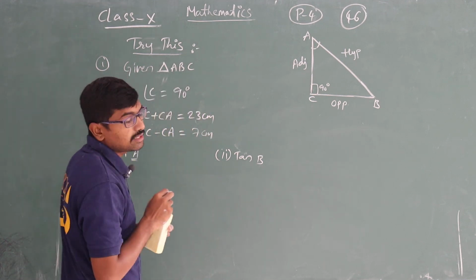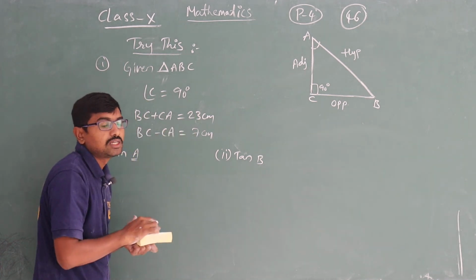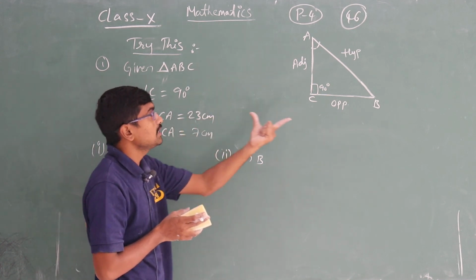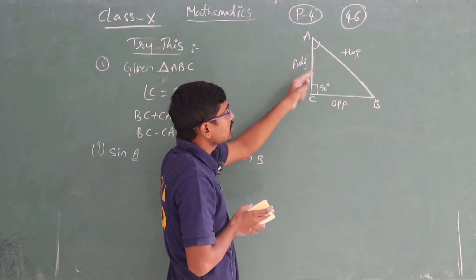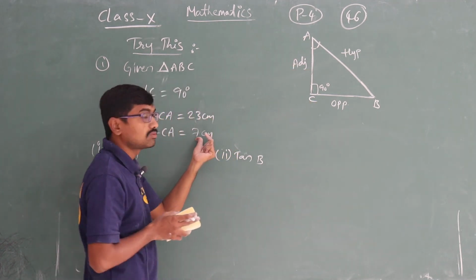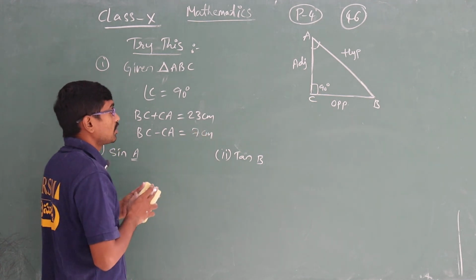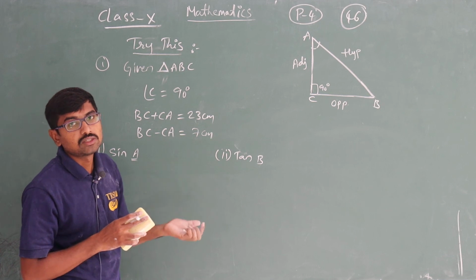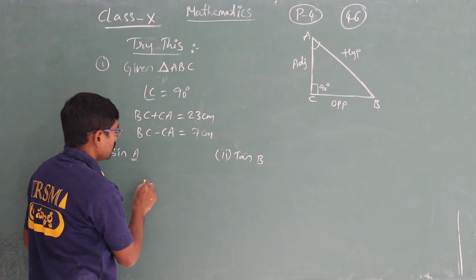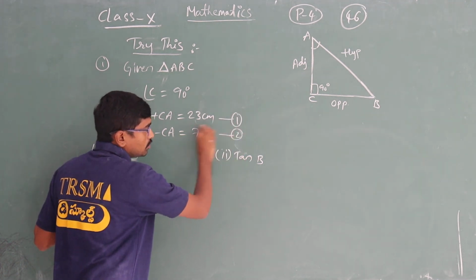Similarly, now what he had given, depending upon the situation, we have to take. We don't have the exact single side here. He says that when we add BC and CA, we get 23, and when we subtract these, we get 7. So for that, what we need to do? First we need to find the single side. So let us assume this as equation 1 and this as equation number 2.